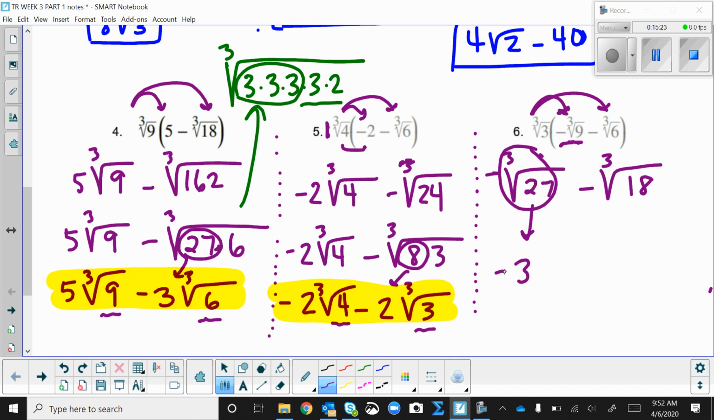And then on cube root of 18, there's no perfect cubes in 18. If you did the factor tree there, you would have 3 times 3 times 2. There's no group of 3 in there. So we cannot simplify that. It just stays like this, and there's my answer.